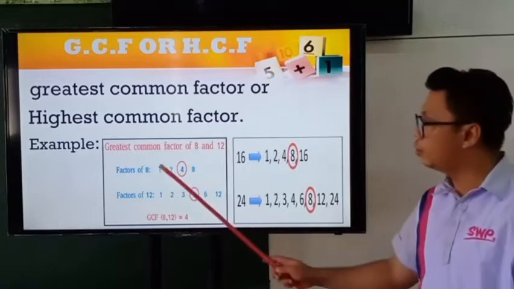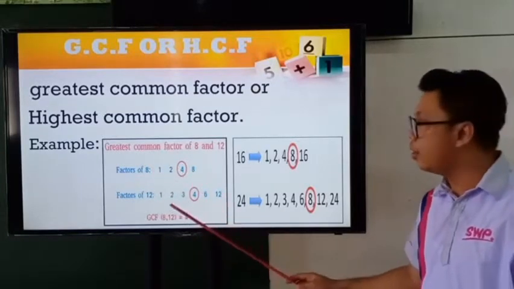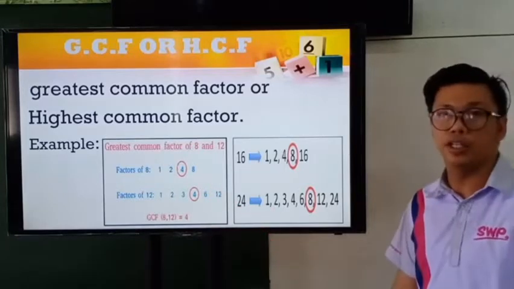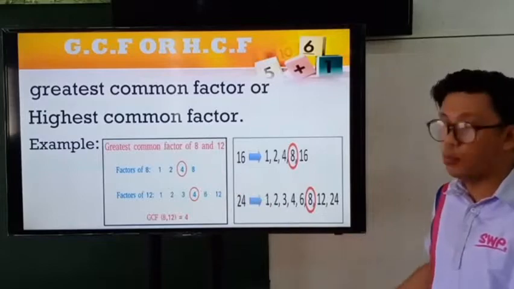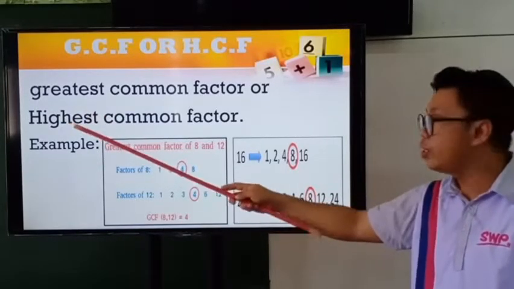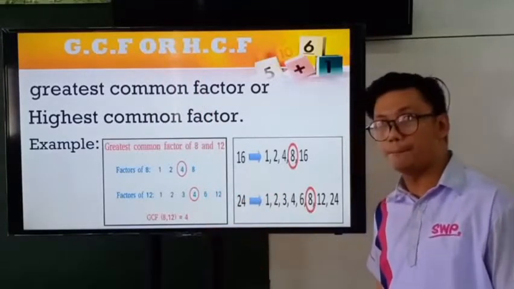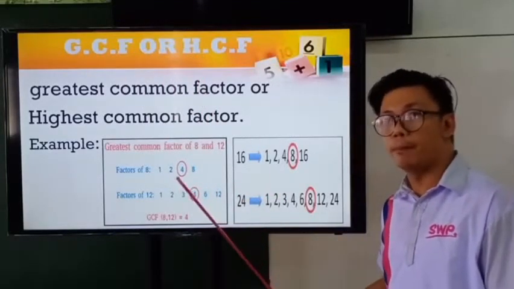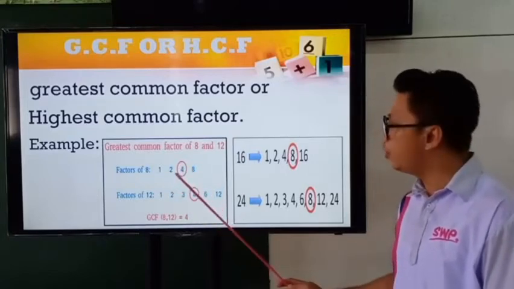After you write the factors of 8 and 12, now you can look and compare the numbers. Look at the numbers. What is the greatest common factor? We call it greatest or highest. When we say highest, the largest. So what is the largest number here that is common? Very good. 4, teacher. So we have 4.